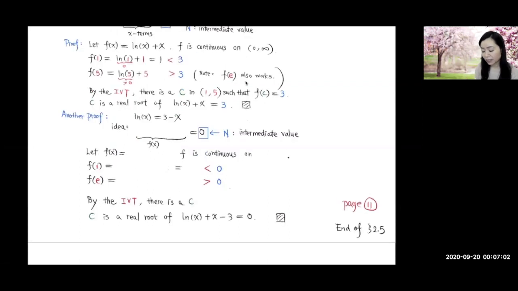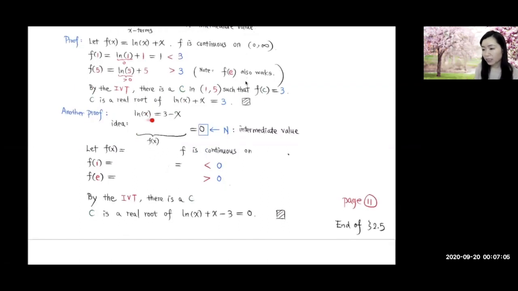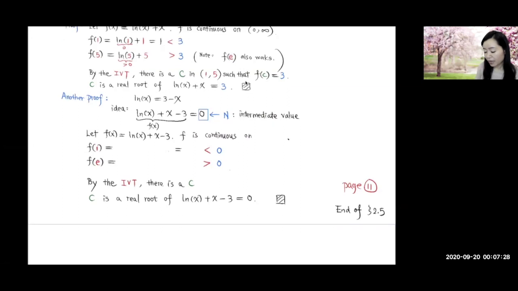Another proof here will be, now we're trying to prove this equation has one real root, one real solution. We can move every term to the left side. And now we're going to have a zero on the other side. We're going to use this zero as the intermediate value. And we let f of x equal to this. Now this function is again continuous on 0 to infinity because for Ln of x to be defined, x has to be strictly greater than 0. So that is continuous on this 0 to infinity.